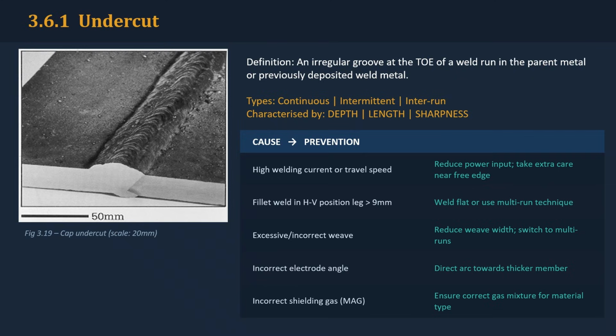There is also an important repair consideration. If undercut is repaired by depositing a very small bead, rapid cooling can produce increased hardness in susceptible materials. This may create a new cracking risk. Therefore, even a small repair should be controlled according to the appropriate welding procedure. For the CSWIP examination, remember: undercut, depth, length and sharpness.